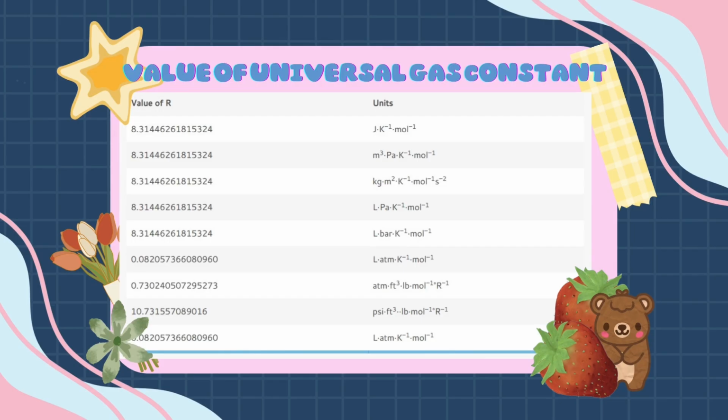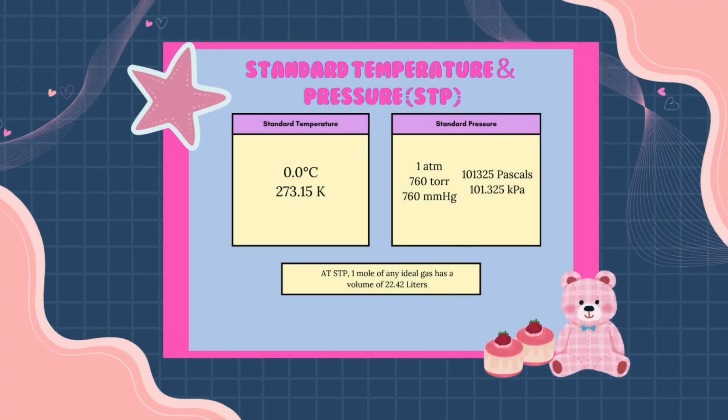For the value of R, we use the universal gas constant, and it depends on the units that we are using. Standard temperature and pressure, STP. Standard temperature is 0.0 degrees Celsius or 273.15 K. Standard pressure is 1 atm, 760 torr, 760 mmHg, 101,325 pascals, and lastly 101.325 kPa.